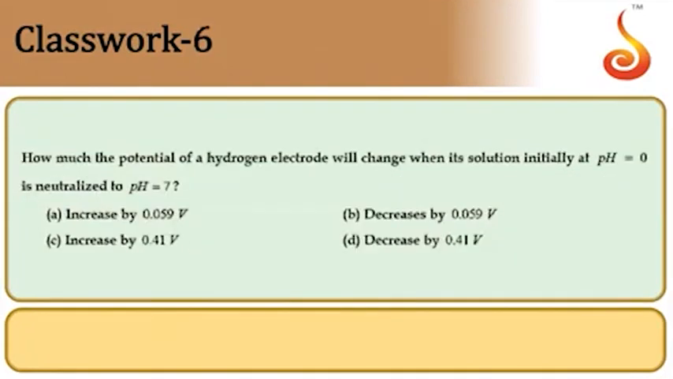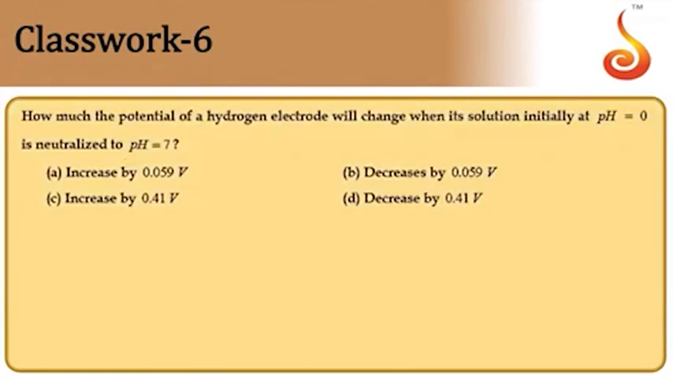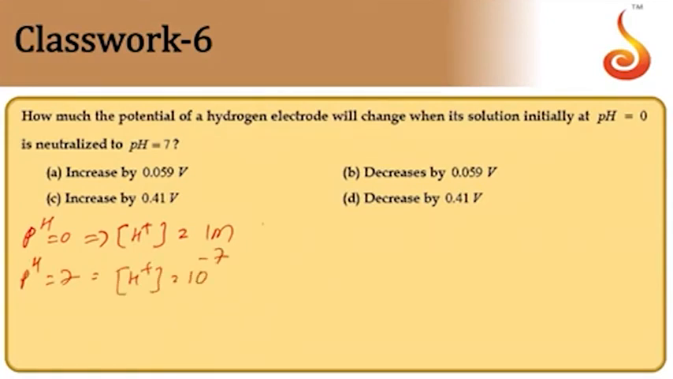Next one. How much potential of hydrogen electrode will change when its solution initially at pH 0 is neutralized to pH 7? Now pH 0 implies hydrogen ion concentration is equal to 1 molar, and pH 7 implies hydrogen ion concentration is equal to 10 to the power of minus 7.